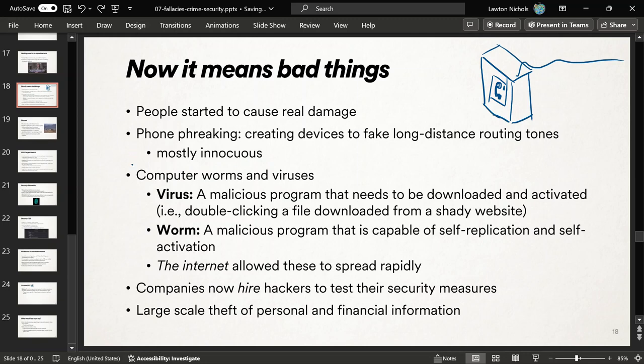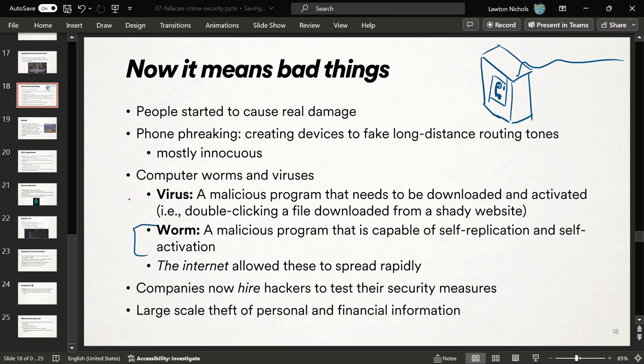But eventually, once phones and computers got connected, now you can make worms and viruses and things. Those are actually two different terms that we might not know the difference between, so let me define them. A virus is a bad program that you have to download, and you have to double-click it. You have to activate it yourself. Like, I accidentally downloaded this song, but it wasn't a song. I double-clicked it and it gave me a virus. So that's what a virus is.